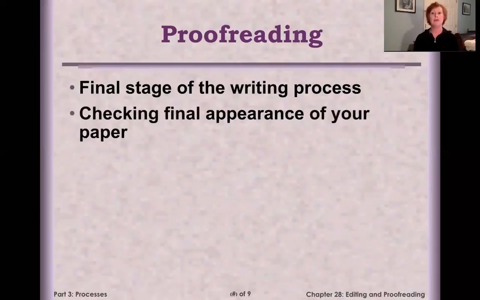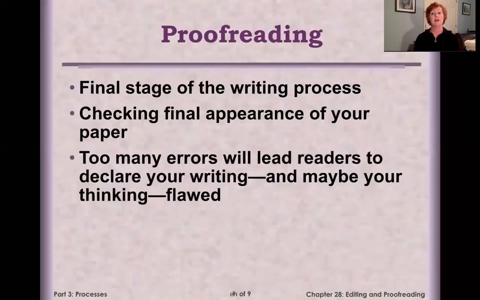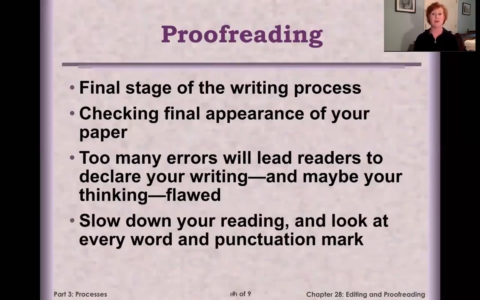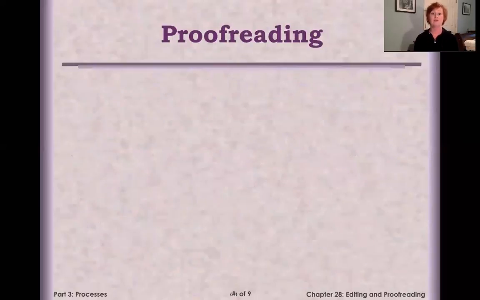When you're thinking about the final stage of the writing process, check for the appearance of your paper. Do you have a proper heading? Do you have a good title? Do you have page numbers? Is it double spaced? Have you quoted properly? Remember, if you have a lot of errors, it makes your reader question your credibility. What you put on the paper says everything about you as the writer. So slow down, read carefully, look for every punctuation mark.